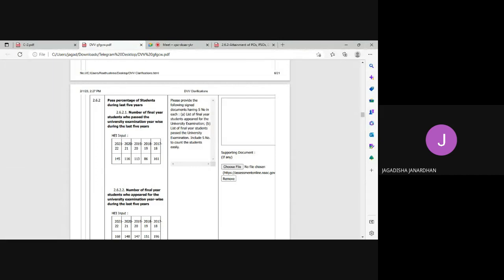So while answering this question, while preparing the SSR itself, if possible, take the signature from the competent authority, that is, from the university. If they are unable to provide it, then the principal can give the attestation by stating the total number along with the complete details of the students list. Then that can be considered as a document to reduce the DVV.